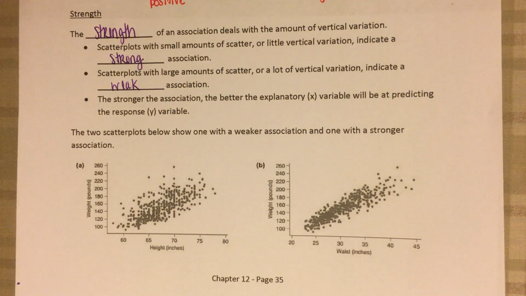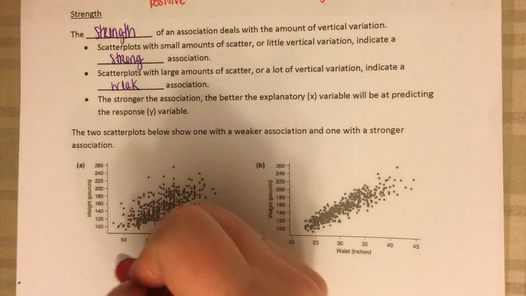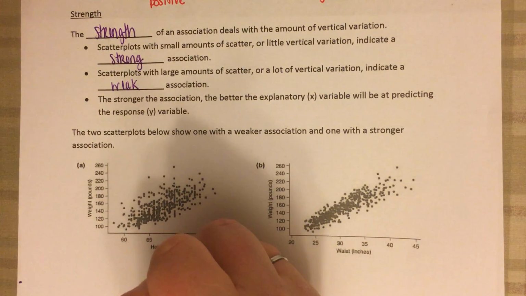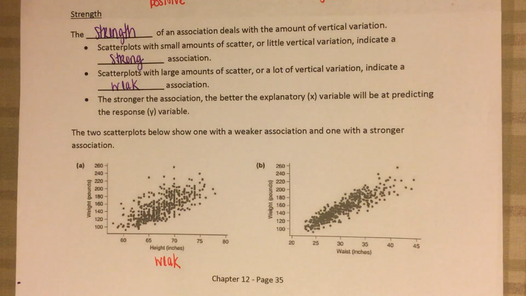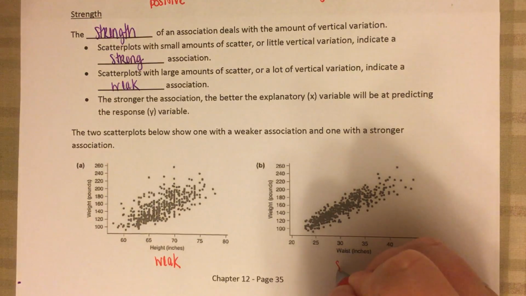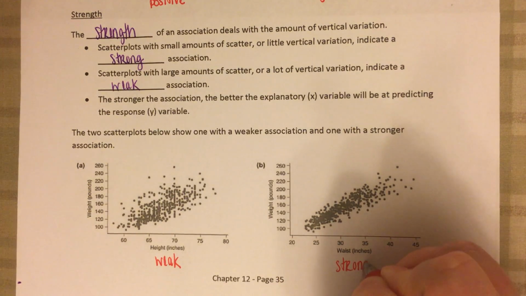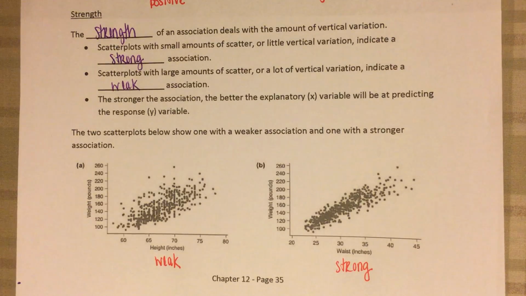But if we compare these two graphs, this one is definitely more spread out, this one is less spread out. So this would be an example of a weaker association. This would be an example of a stronger association.